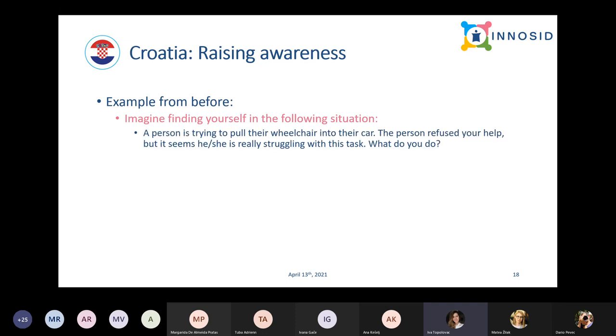Okay, so we are referencing that situation that I have mentioned in the beginning, the situation of a person trying to pull the wheelchair into their car, and the person has refused our help. Should we help the person or not? Well, the idea in this case is that we should not help the person since she refused our help. We should move on, say hello or whatever, and continue with whatever we were doing. I will explain this on the next slide, and I will tell you why this is the correct and appropriate action to take.